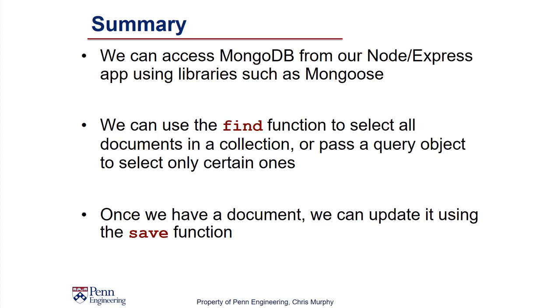To summarize, in this lesson we've seen how we can use the find function to select all documents in our collection, and we can pass a query object to select only certain ones, and we can use the findOne function if we know that we're only going to get one document or one object back. Once we have the document, we can update it using the save function.